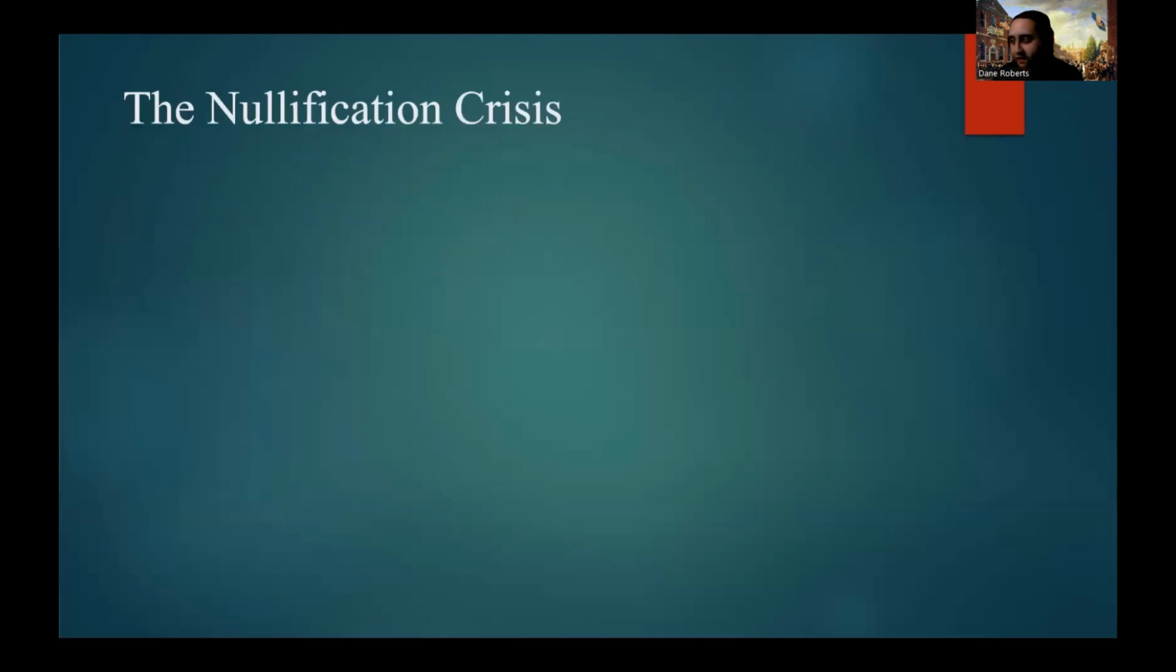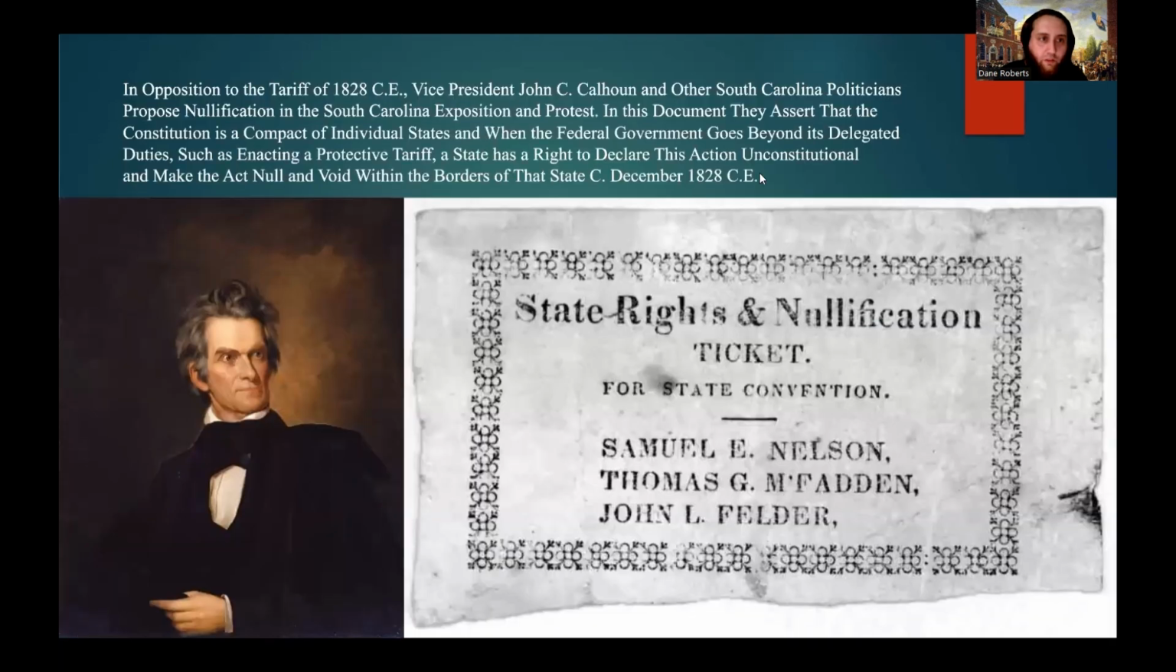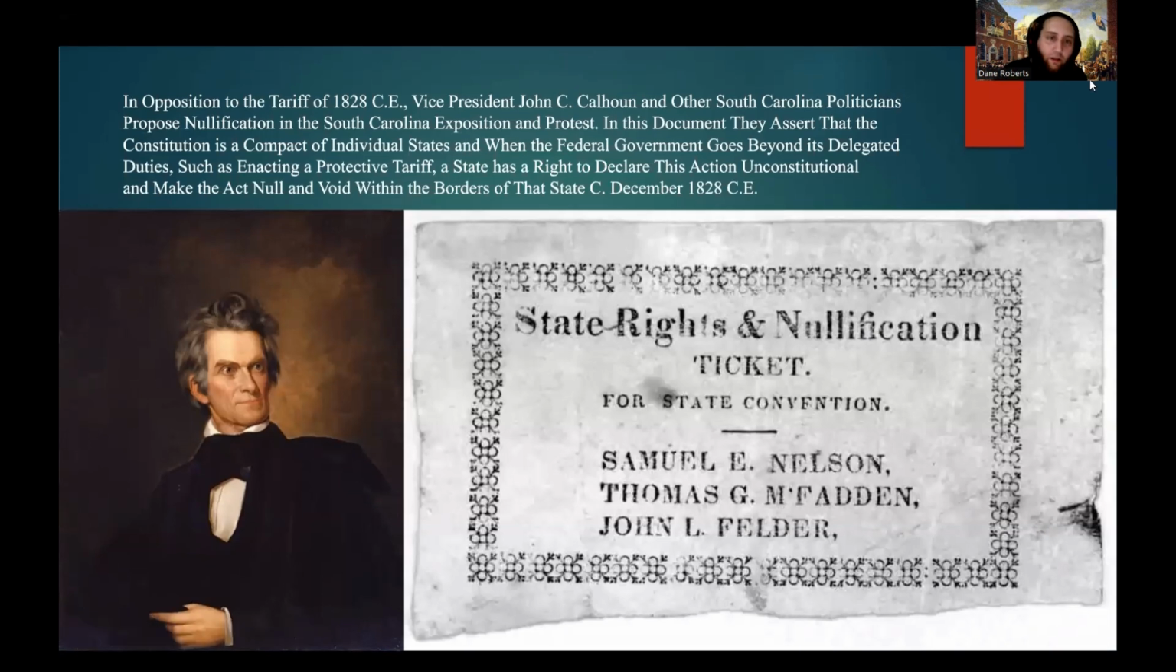That being said, the biggest event in Andrew Jackson's early presidency, along with the Indian Removal Act, was an event known as the Nullification Crisis. So, what is the Nullification Crisis? Well, it was an event that really gets its start with the Tariff of 1828 CE, the Tariff of Abominations, which was something that was, as we already discussed, heavily criticized by many Southern politicians.